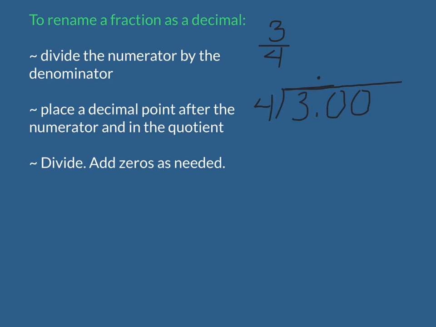So 4 goes into 30 7 times. 7 times 4 is 28. That's 2. Bring down the 0. 4 goes into 20 5 times. So I added those zeros that I needed out there, and now I have my decimal. 3/4 equals 0.75 as the decimal.